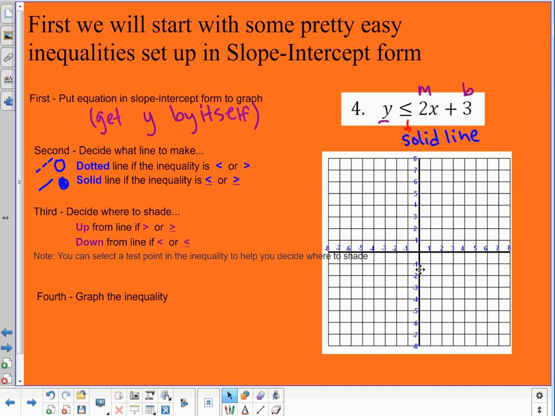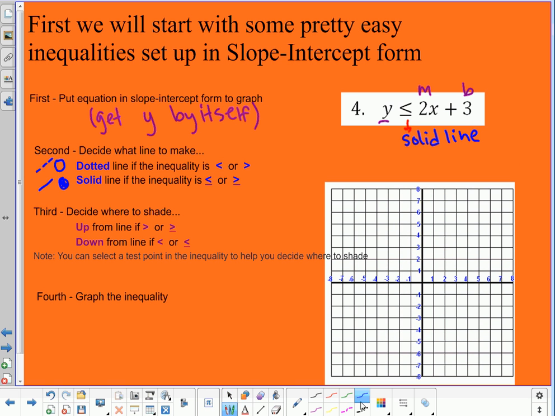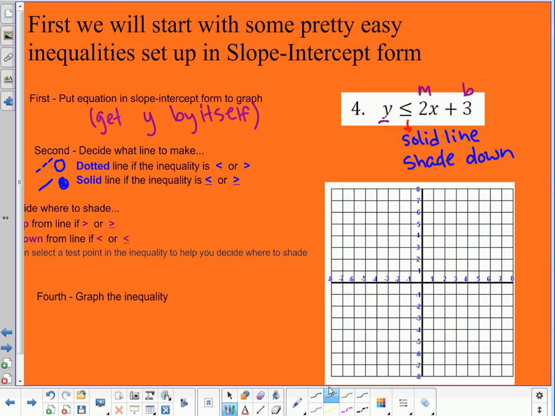It's hard to see that red solid line here. And then my next step is to decide where I want to shade. Since this is less than or equal to, I'm going to shade down. Okay, so I've made those decisions. Now I'm going to put it on the coordinate plane. I had to get rid of this little guy so it's not in the way there. All right, so I start with the y-intercept just like we did with equations. Go up 3 spots. And again, just like we did with equations, I use the slope, count up 2 and over 1, up 2 and over 1, or I can go down 2 and back 1, down 2 and back 1. It's really important with inequalities because you're shading that you go across the whole coordinate plane with your line.